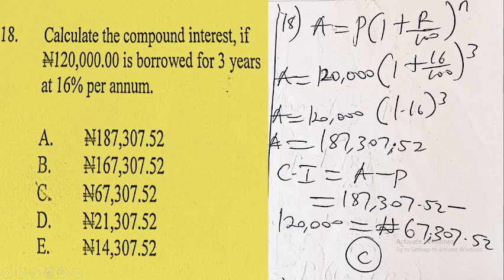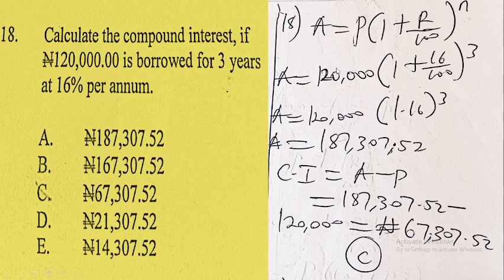Then when we now get the amount, we can find the compound interest by removing the principal from the amount. That will give us the interest on the money after it has been compounded. Now we know that the amount for compound interest is P into 1 plus R over 100 raised to the power n, which is the period for the money to be compounded.